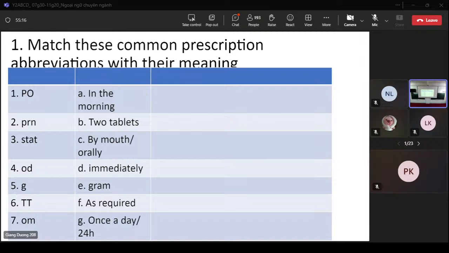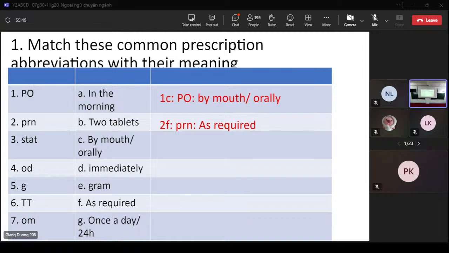Have you finished? Yes. Now, number one. Does it mean by mouth or orally? PO. Number two, PRN. As required. Khi cần thì sẽ uống. PRN.